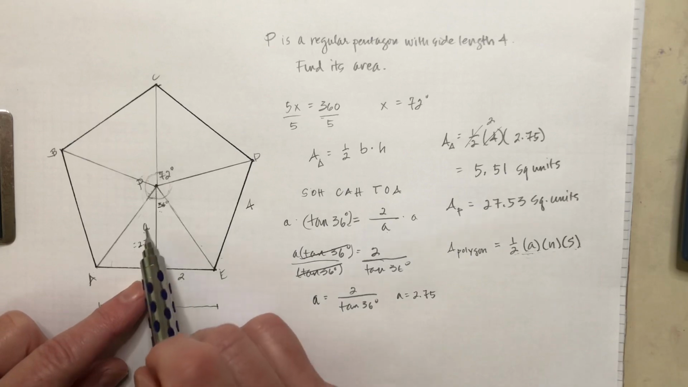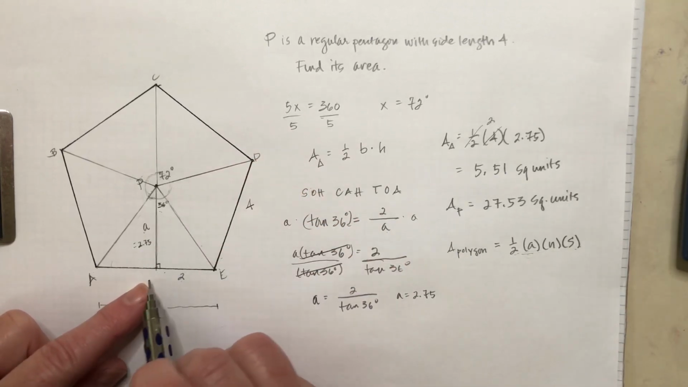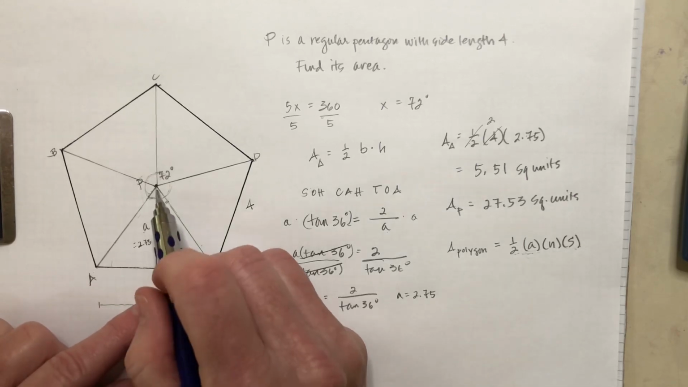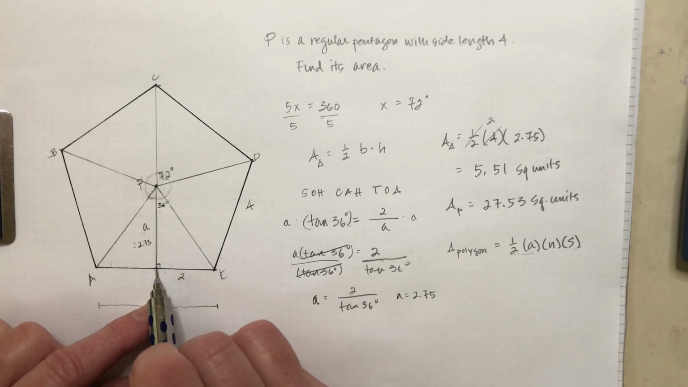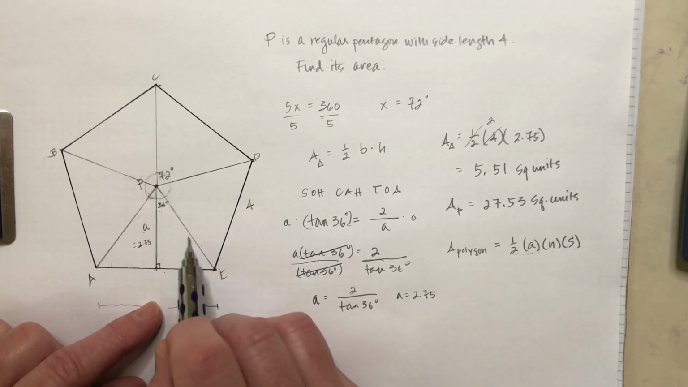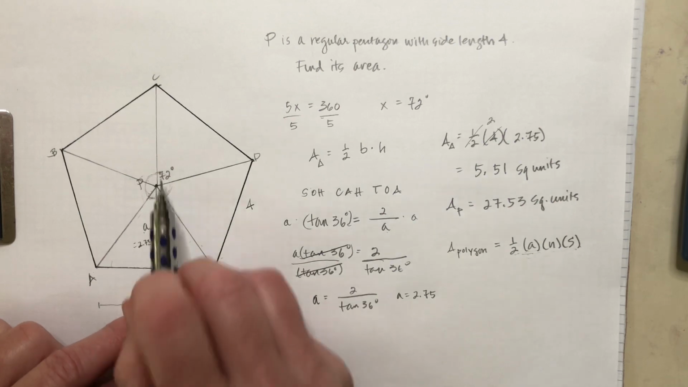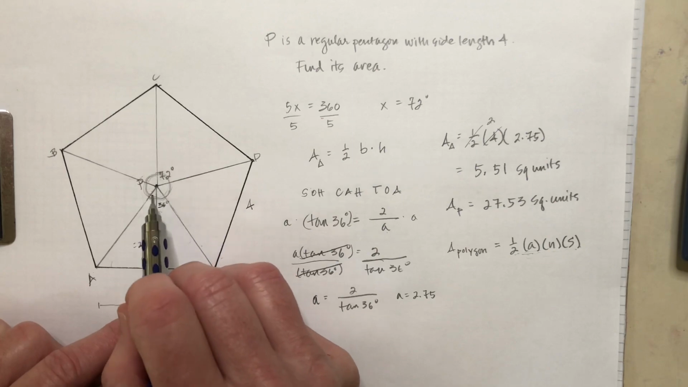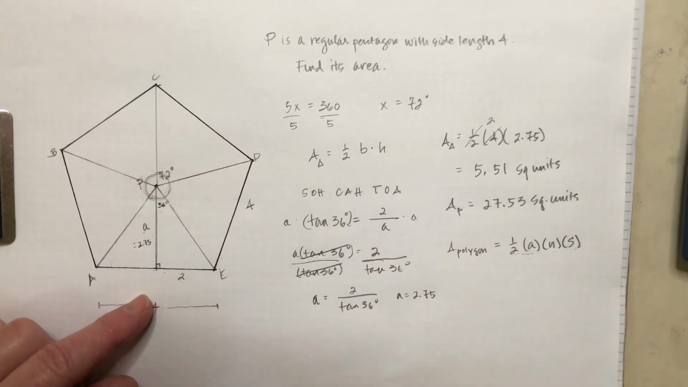This segment we drew in as the altitude is called the apothem. Remember that the apothem goes from the center and makes a perpendicular with a side, so it's got to make that right angle. Making that right angle helps you because you can now use trig ratios to find the apothem length. Remember, to get the central angle, you look at how many central angles there will be and divide 360 by that number. In this case, it was 360 divided by 5.